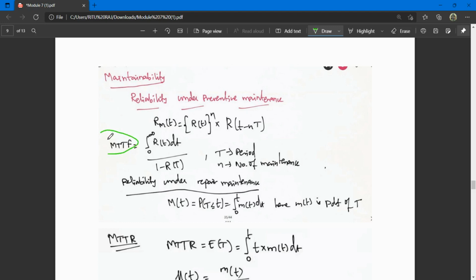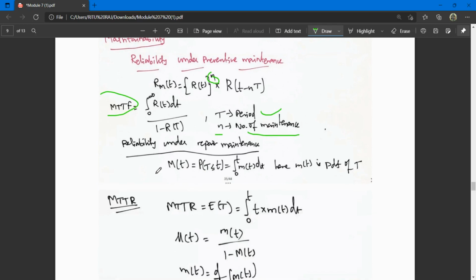Here the mean would be given by this formula: integral from 0 to infinity of R(t) dt divided by 1 minus R(capital T). Here capital T is nothing but the period, and n is the number of maintenances. Then probability under repair maintenance is given by M(t) equal to probability that capital T, the period, is less than or equal to t, the time given. It would be given by the integral from 0 to t of m(t), the maintenance function given to you, where m(t) is the pdf, probability density function.